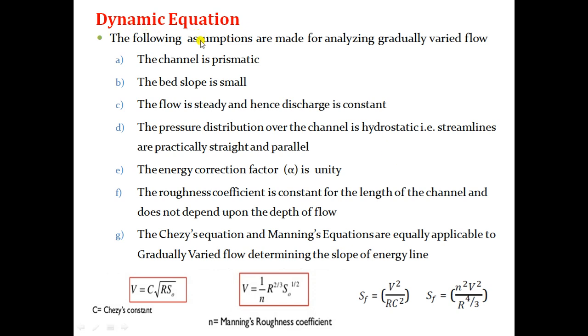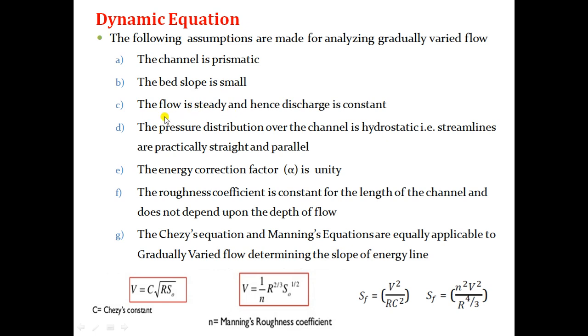Coming to the dynamic equation, we'll be making some assumptions before deriving the dynamic equation for gradually varied flow. The first assumption is that the channel is prismatic. A prismatic channel may be defined as a channel wherein the area of cross section and slope of the bed of the channel remain the same over a particular length of the channel. The second assumption is that the bed slope is small. So we'll be assuming the slope of the bed of the channel to be small. The third assumption is that the flow is steady.